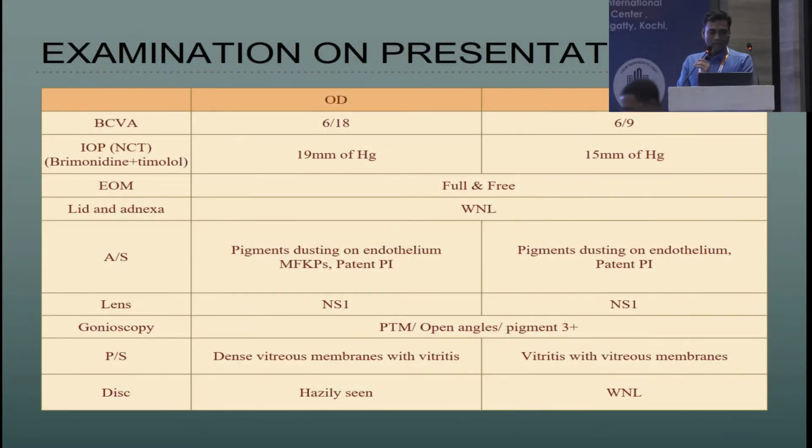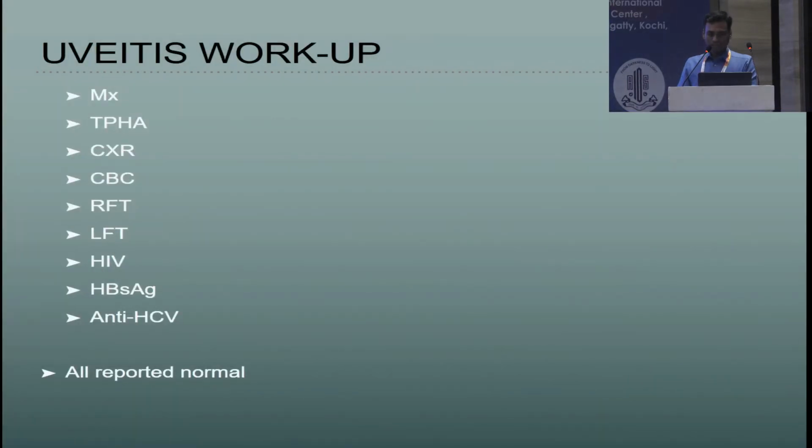So, when the patient presented to us, her vision was 6/18 in the right eye and 6/9 in the other. The IOP was controlled on anti-glaucoma medications. There was presence of pigments on the endothelium with some mutton fat KPs and a patent peripheral iridectomy. There was NS grade 1 cataract, and the angles were open with heavy pigmentation. On fundus examination, there was presence of dense vitreous membranes.